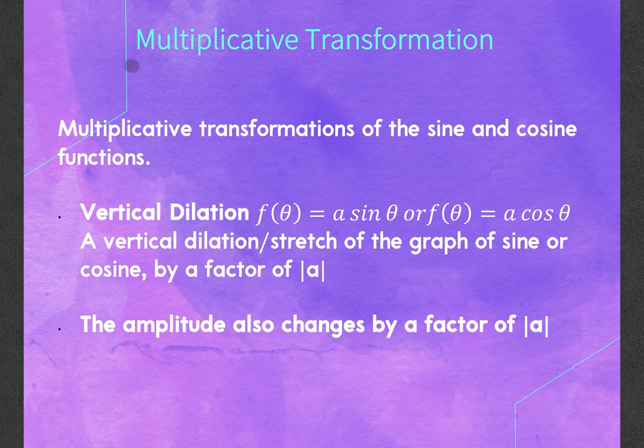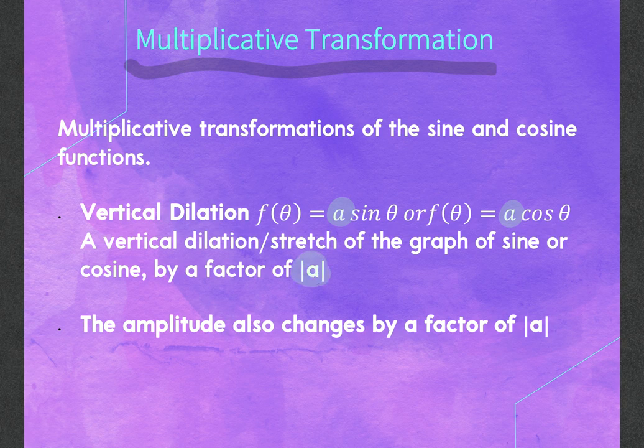All right, now we got multiplicative transformation. Where this would actually be a multiplicative transformation of a sine and cosine curve is a vertical dilation. So think about it. Multiplicative means you're multiplying by something. We talked about this yesterday when we did our amplitude. This is just the stretch or shrink of our graph. This is a vertical dilation by a factor of the absolute value of A.